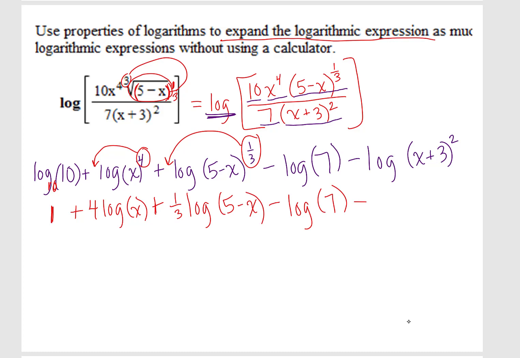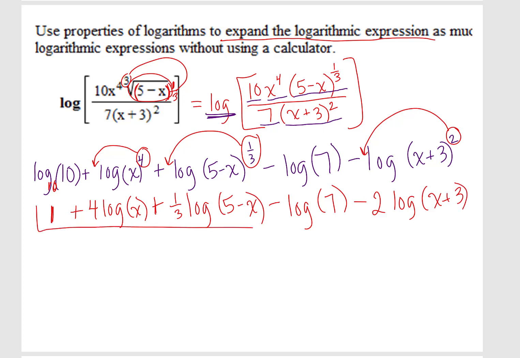Okay. And then minus, I'm able to bring that 2 times log of x plus 3. And we're done. We're done because we cannot simplify any of those individual logs any further. There's nothing more we could do.